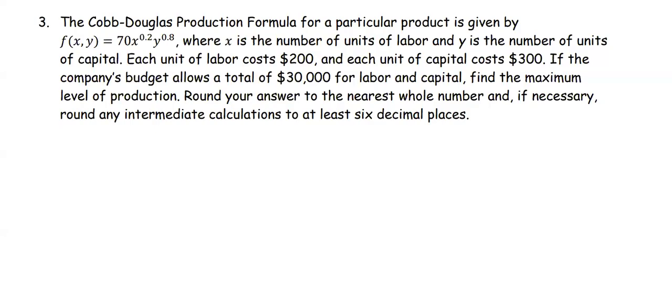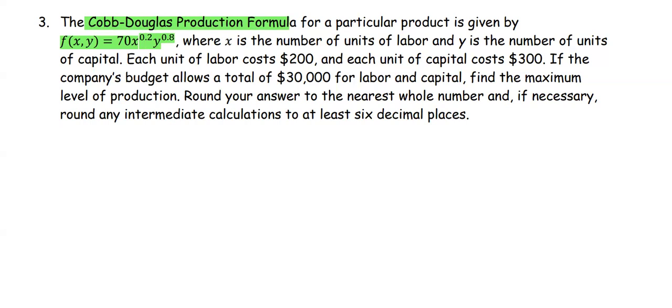Let's take a look at the application using the method of Lagrange multipliers to find the optimized value of the function subject to the given constraint. The Cobb-Douglas production formula for a particular product is given by f(x, y) equals 70 times x to the power 0.2 times y to the power 0.8, where x is the number of units of labor and y is the number of units of capital.